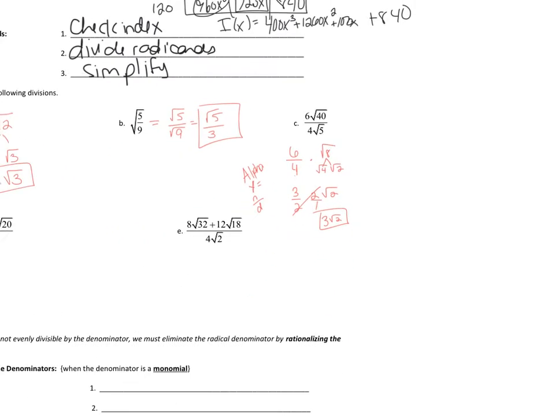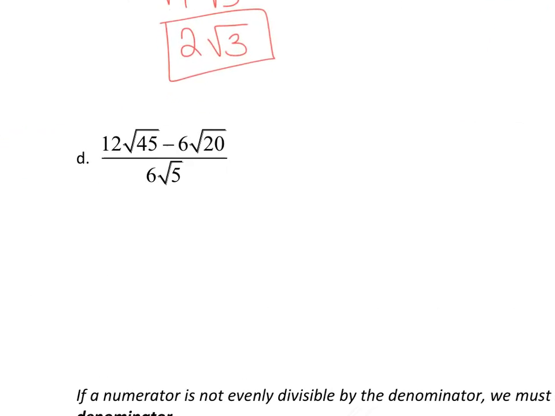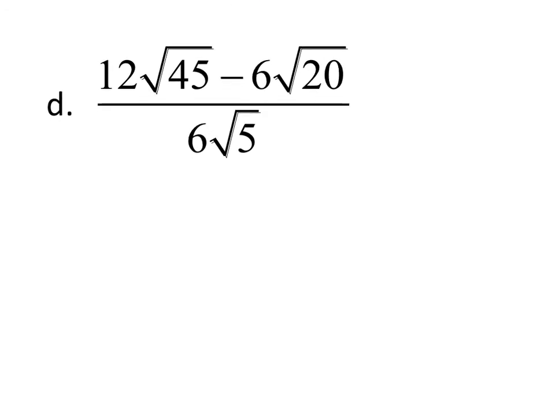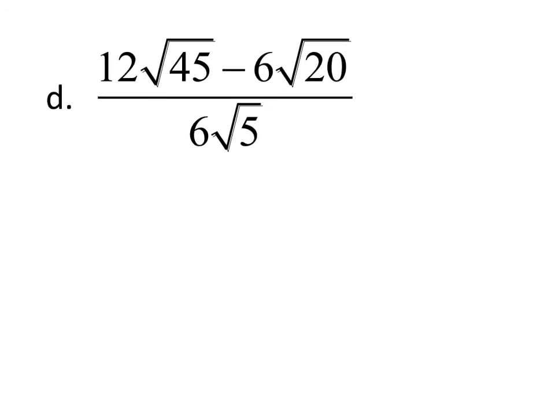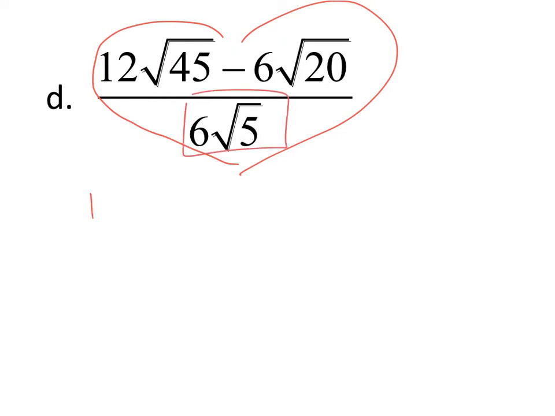Okay, where are we up to? Now, if you notice here, we got a binomial and a monomial. So if you remember back in Algebra 1, what you can do is separate it. I call it share the love because you make a heart, and you share the denominator with both of them. So you share the denominator.